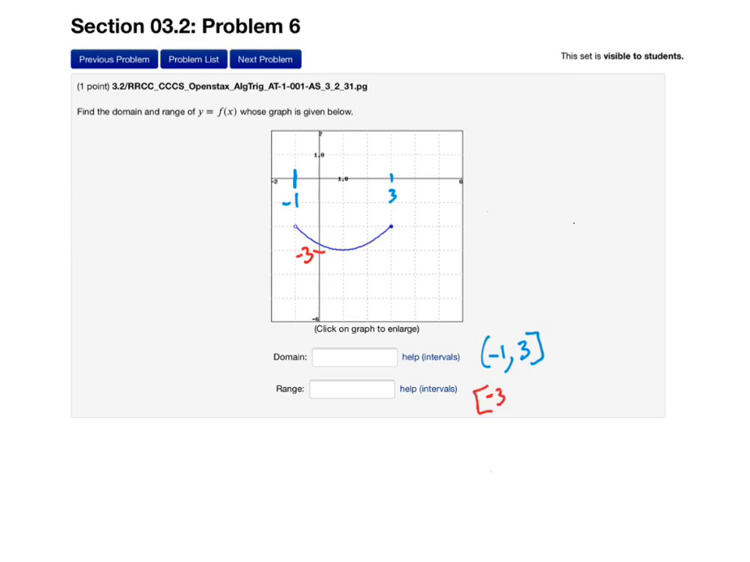For the range, the smallest y value we get is negative 3, and because the graph passes through negative 3, we're going to include negative 3. And then how high up does the graph go? Well, it goes to negative 2, and we have a closed circle and an open circle. Does the graph hit negative 2? It doesn't on the left side, but it does on the right side, so we're going to include negative 2. That would be the range.